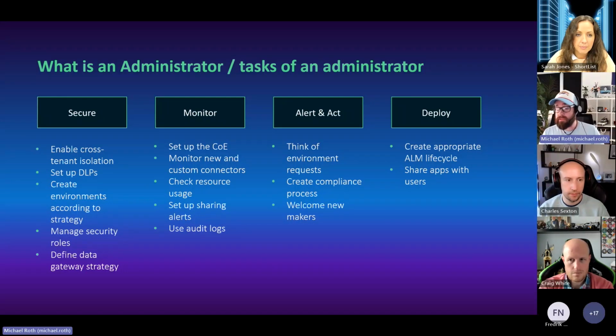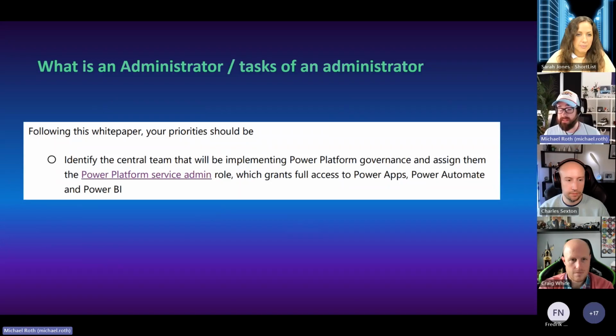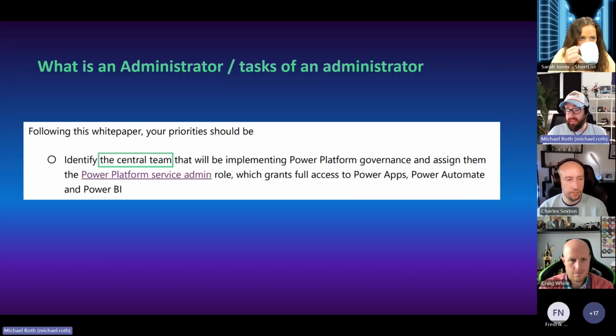I usually bring up this white paper and the definition from the white paper for one purpose, actually. And this is because the white paper starts with this sentence. This is one of the first pages, actually. So: identify the central team that will be implementing Power Platform governance and assign them the admin role, and so on. This is one of the first sentences, and this is one that I really like. They are talking about a central team, while the Microsoft documentation always talks about an administrator, so one person.